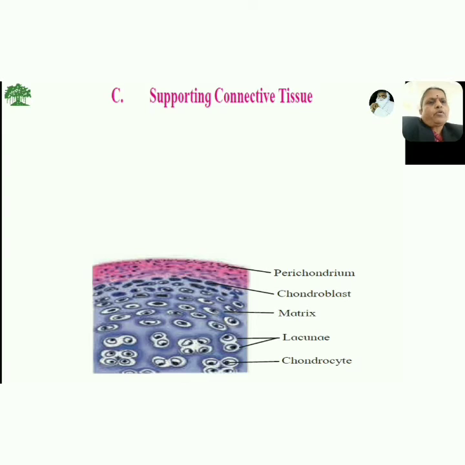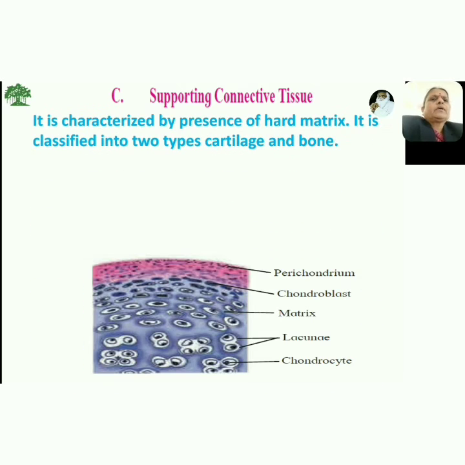Next, see supporting connective tissue. This is the diagram of supporting connective tissue. It is characterized by presence of a hard matrix. It is classified into two types, cartilage and bones. Number one, cartilage. There are four types of cartilage: hyaline cartilage, elastic cartilage, fibrocartilage, calcified cartilage.